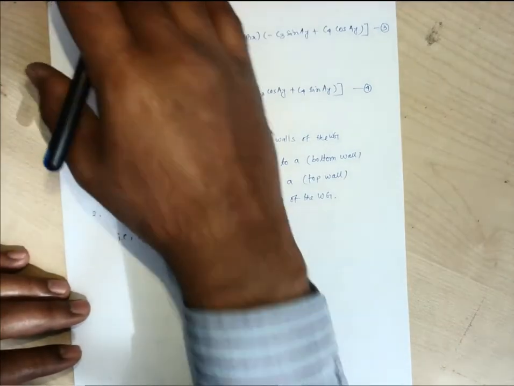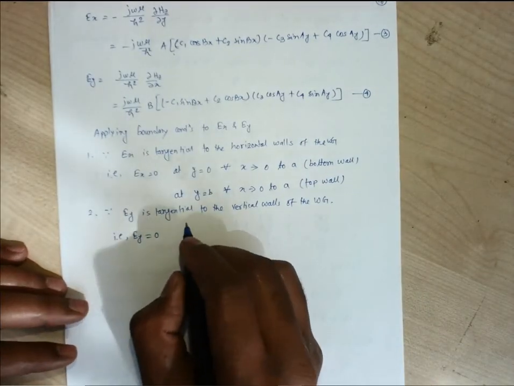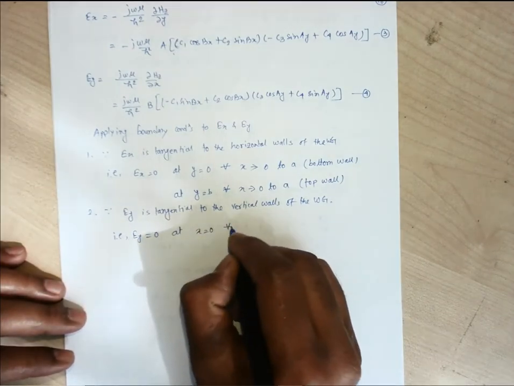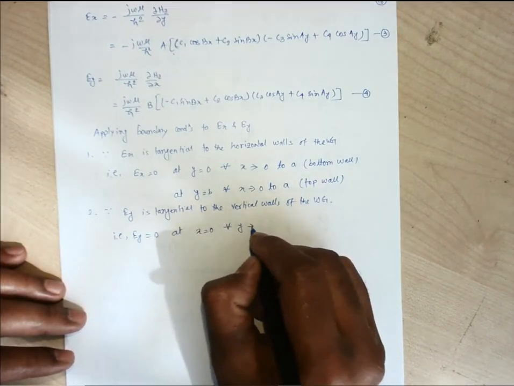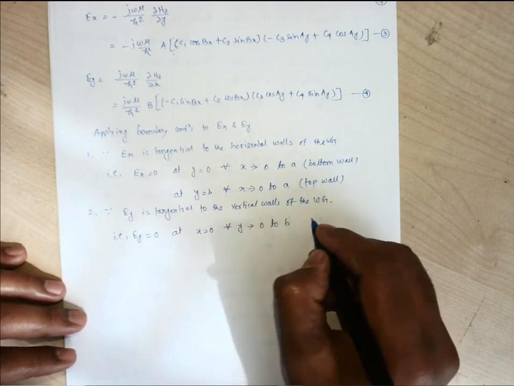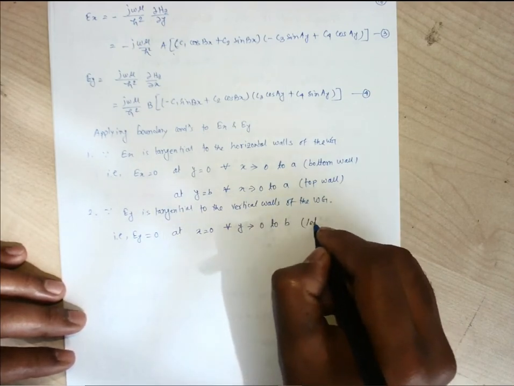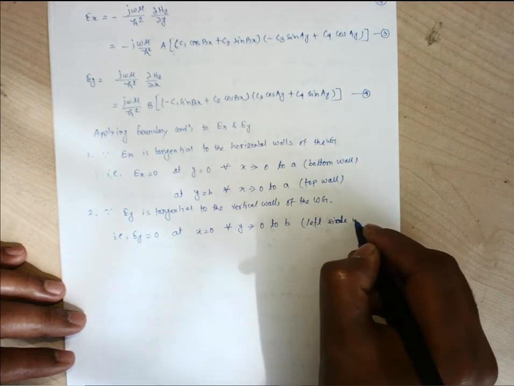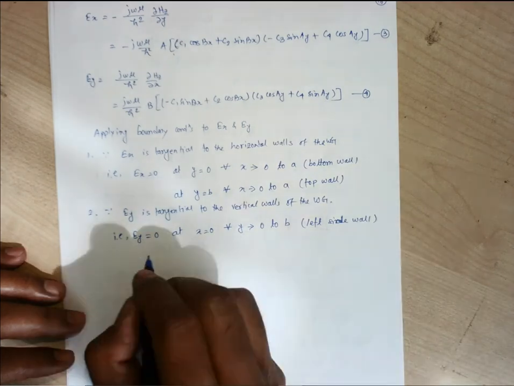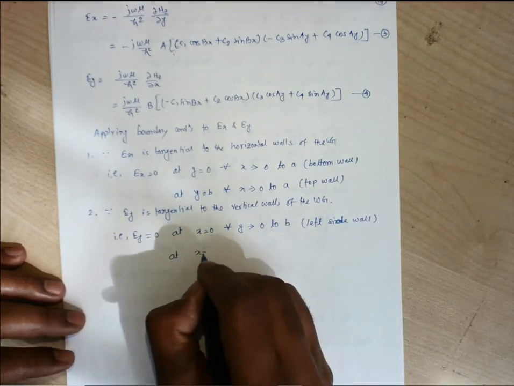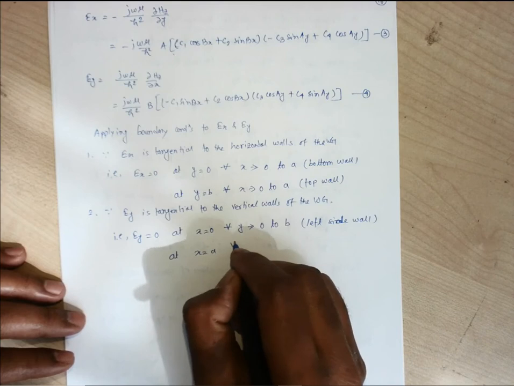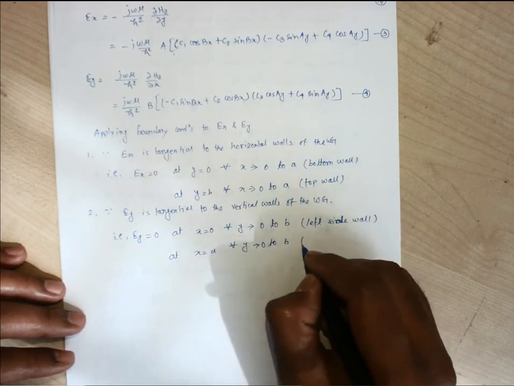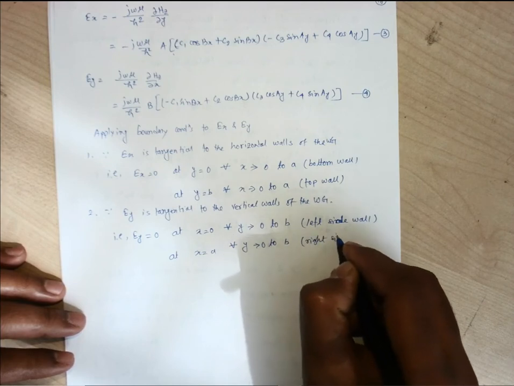So Ey is equal to 0 at x equals 0 for all values of y ranging from 0 to b. This is our left side wall. Same, at x equals a for all values of y ranging from 0 to b. This is our right side wall.